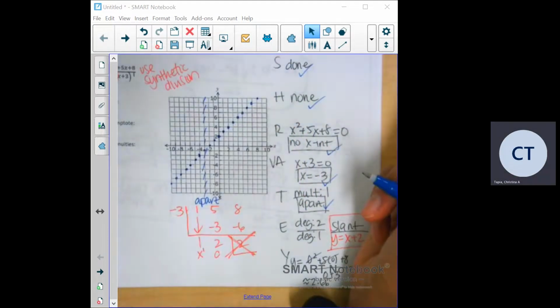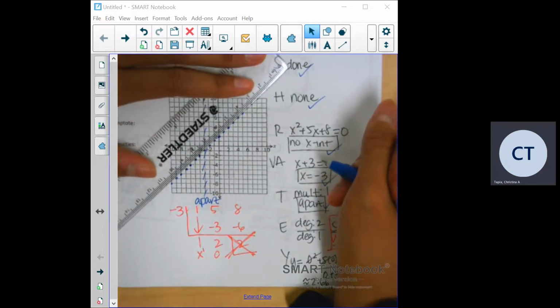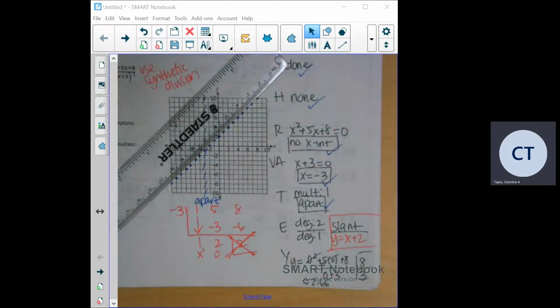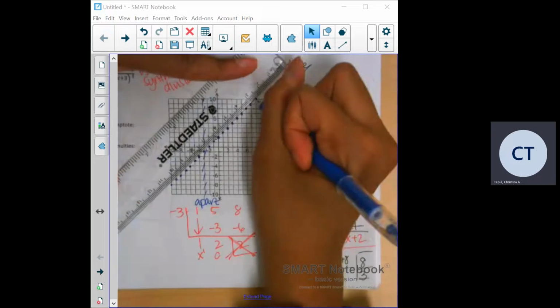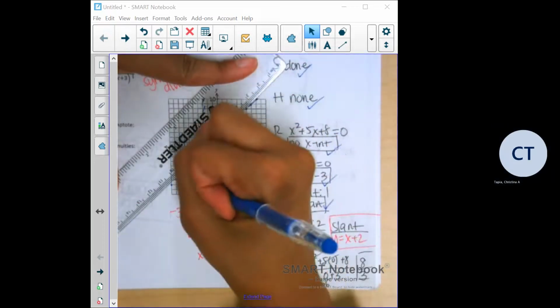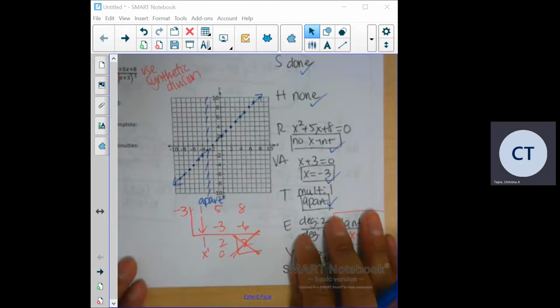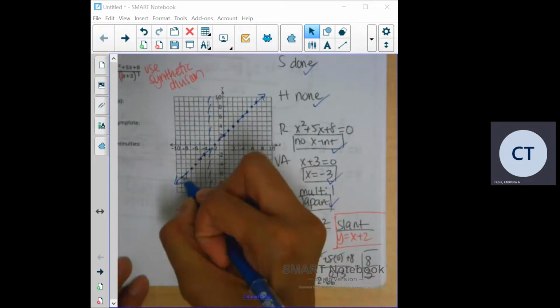When you graph all of those points, you're going to use your ruler to create a dashed line. The reason why I'm saying dashed is because this is not your function. This is just your slant asymptote. So to graph a slant asymptote, I always do it with a dashed line. That would be your line. So notice it's really just a bunch of circles, and I have it dashed throughout.